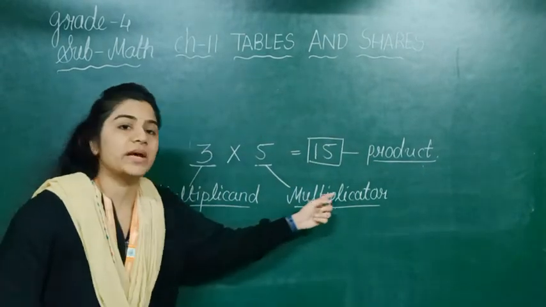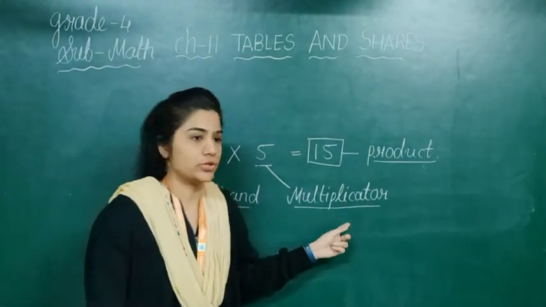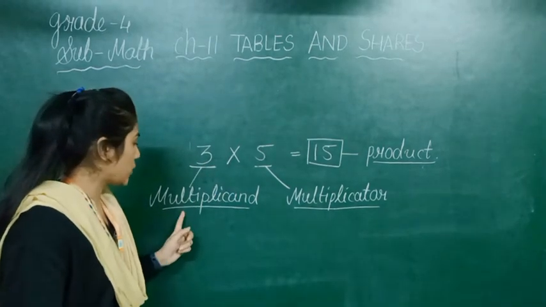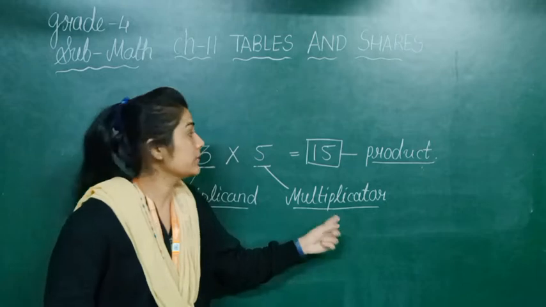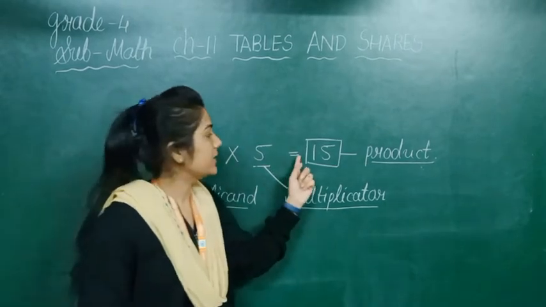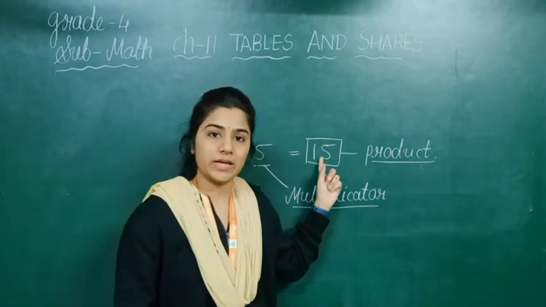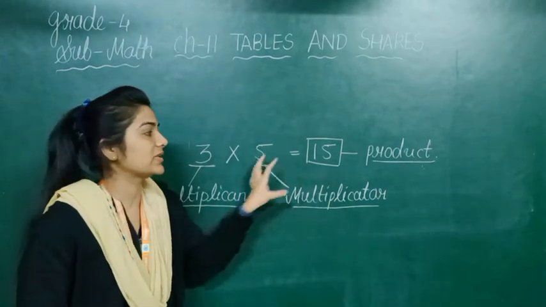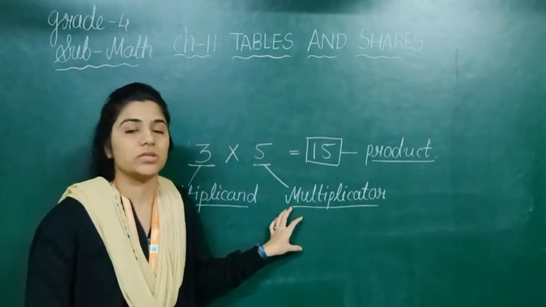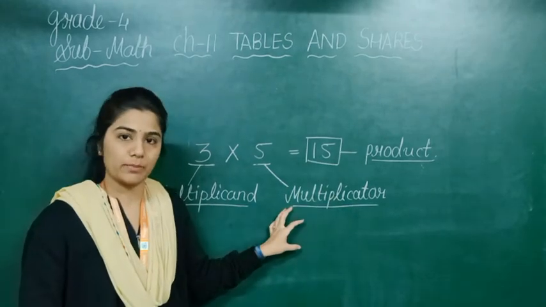These 3 words you have to remember in multiplication. This 3 is called the multiplicand, 5 the multiplicator, with which we are multiplying the digit, and the answer we get is called the product. These are the factors of multiplication. These words you have to remember.